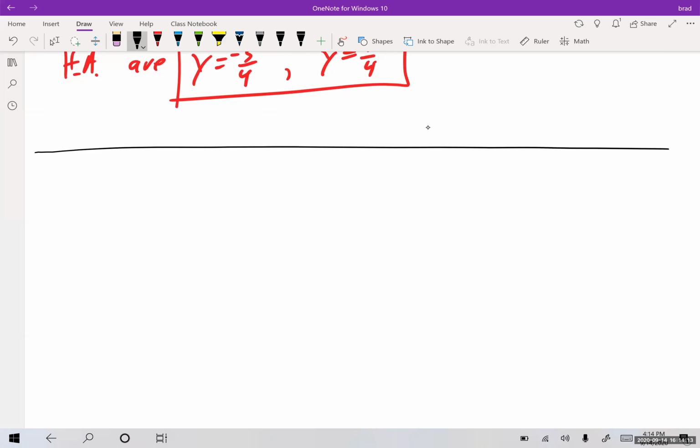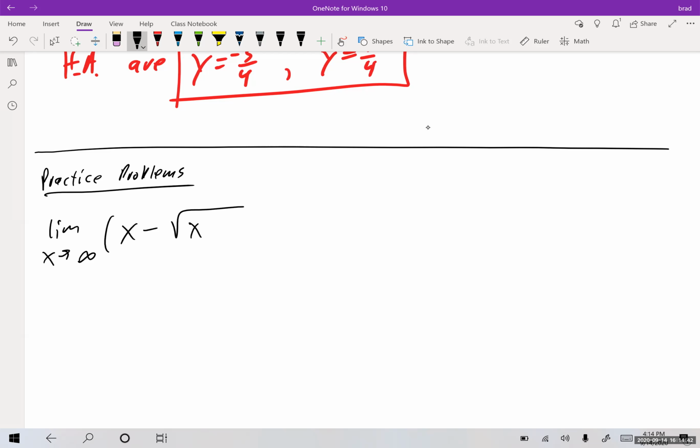Now let's look at a few practice problems. Let's see here. How do I want to do this one? Well, this one looks tough. Let's take a look at this. This is just some examples, practice problems. Okay, so let's say we have the limit as x approaches infinity of x minus the square root of x squared plus 2x, okay?